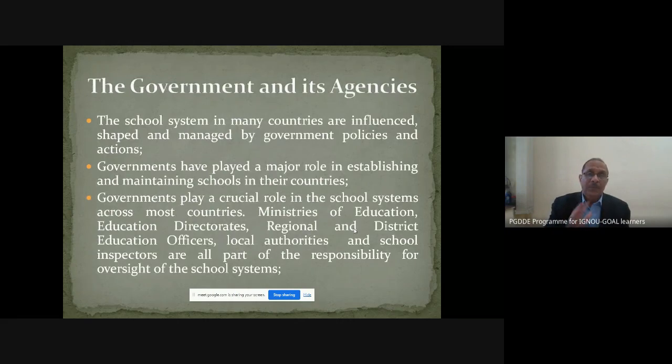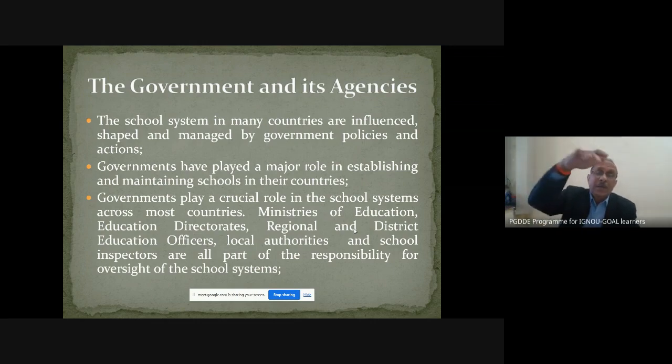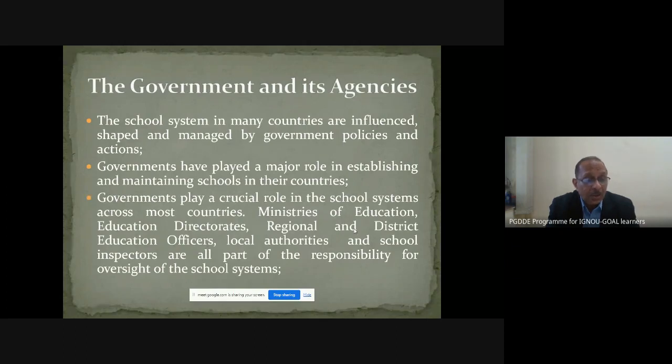After the role of the government in education, I will go into the other agencies within the government: how to run education effectively, what the other agencies are, and what the collaboration between the government and agencies should be. The school system in many countries is influenced, shaped, and managed by government policies. Governments have played a major role in establishing and maintaining schools in the country. Governments play a crucial role in school systems, and in most countries, as I have already said, the Ministry of Education, education directorates, regional, provincial, and district education officers and authorities, local authorities, and school inspectors are all responsible for overseeing the education system. The government at the higher level keeps monitoring and supervising whether things are going accordingly or not. This is how the systems have to be seen.